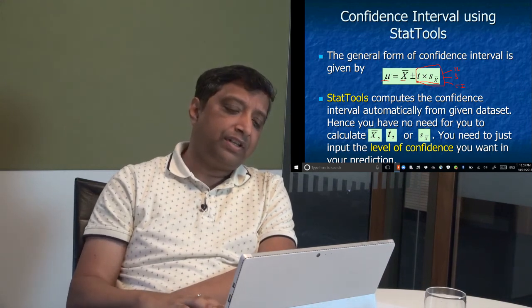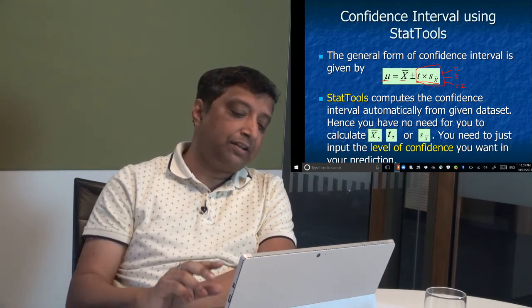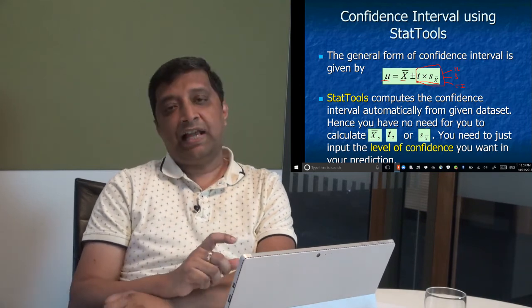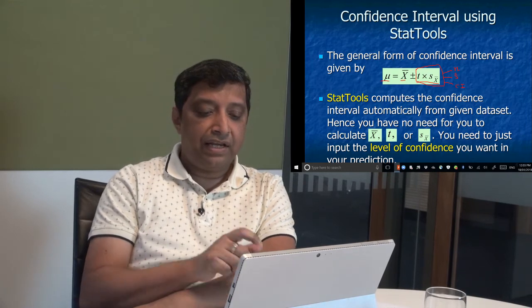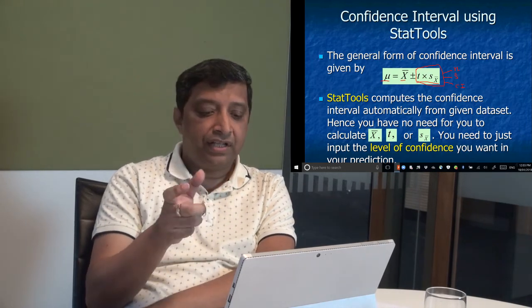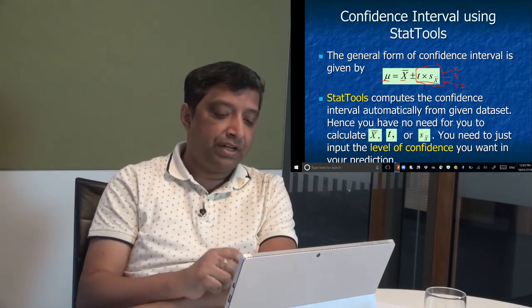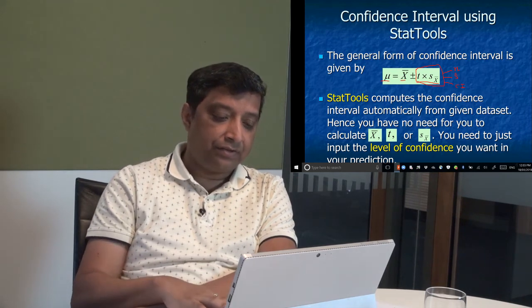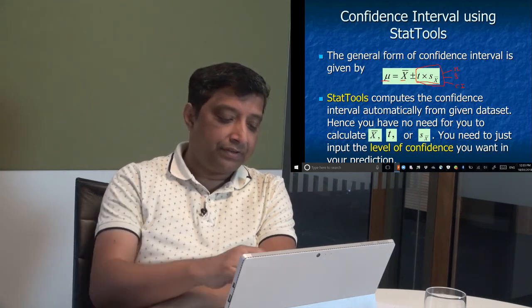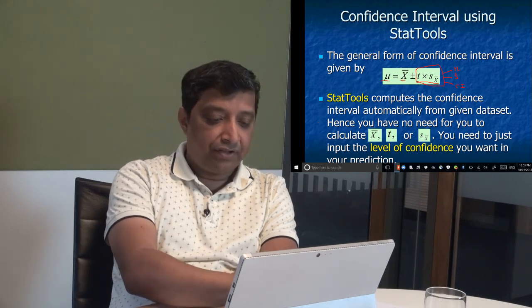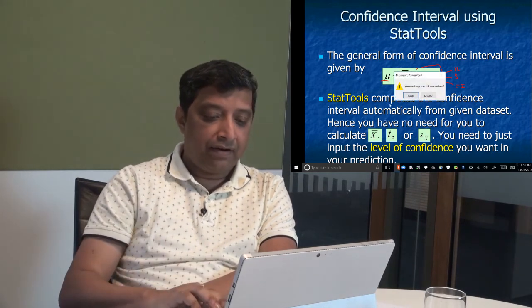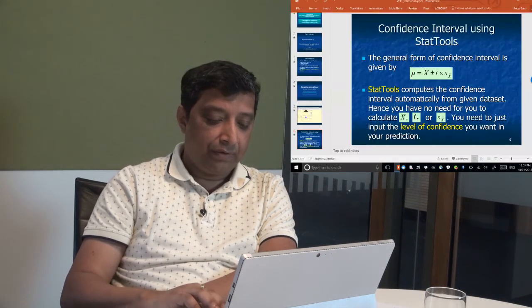But we don't have to worry too much about the formula itself, because StatTools does all these calculations for us, and it gives us that plus-minus range, that margin of error. So all this computation is done by StatTools. So we'll just go to StatTools and see whether we can make a prediction for the customers of McDonald's, what the average salary of them would be in the population.